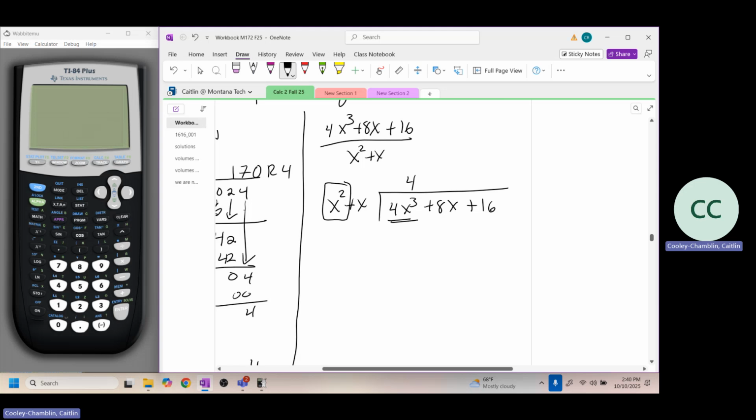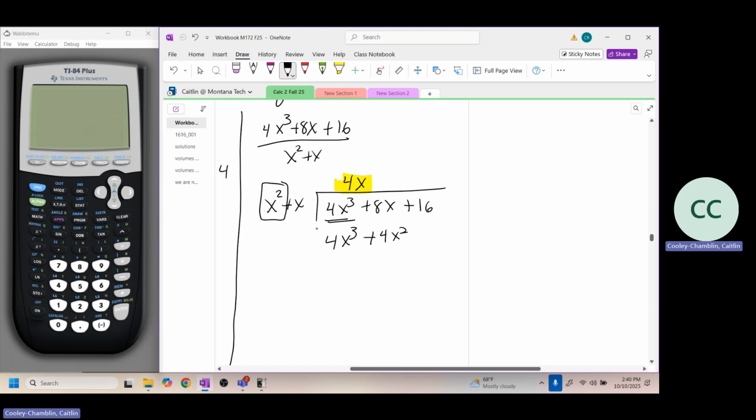Well, if I multiply it by 4, I get 4x squared, and I need 4x cubed here. So I need an extra x in there. So 4x times x squared gives me 4x cubed, but I have to multiply it by both terms. So 4x times x gives me 4x squared. Okay, and what I'm going to do, exactly what I did over here, subtract them. So 4x cubed minus 4x cubed is 0.